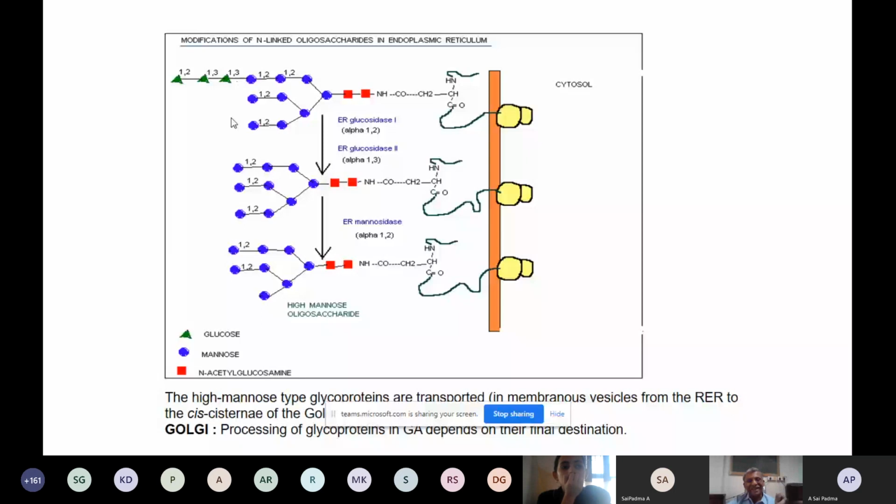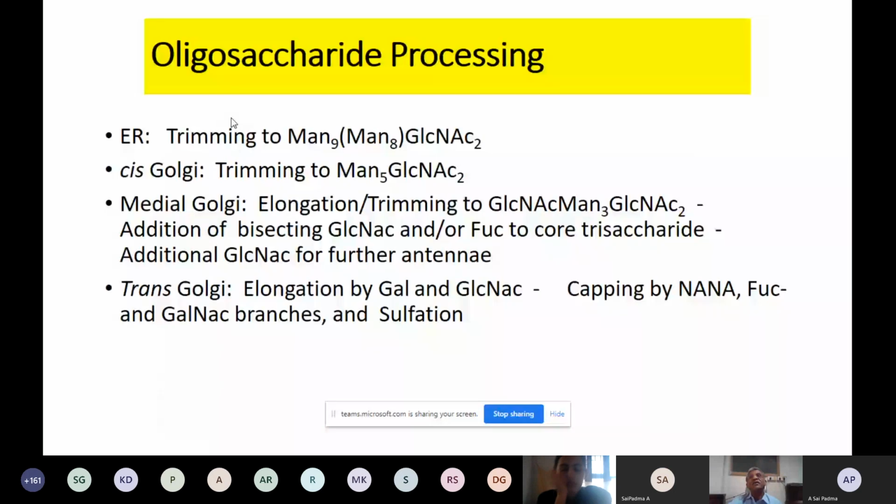Therefore, they are trimmed by 2 independent glucosidase enzymes in the ER itself, and then they are removed so that you get only the mannose structures attached to the core oligosaccharide. Subsequently, an ER mannosidase also removes one more mannose sugar, therefore forming an 8 mannose residue. This is the precursor of the different types of glycoproteins which can undergo further processing.